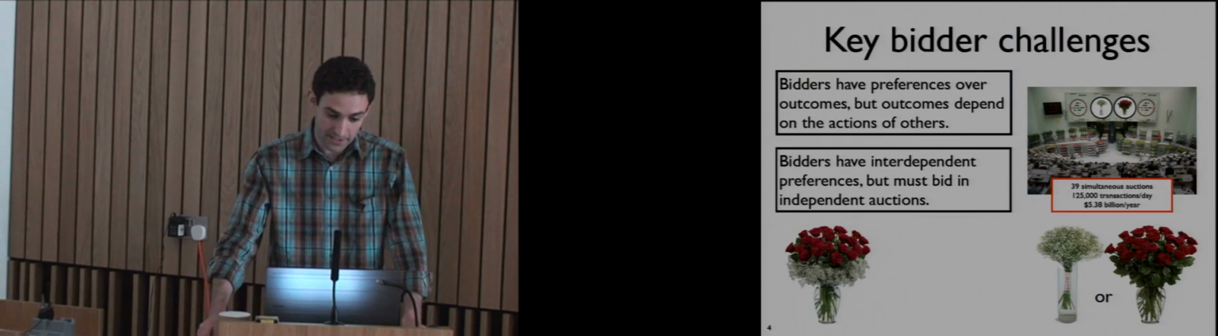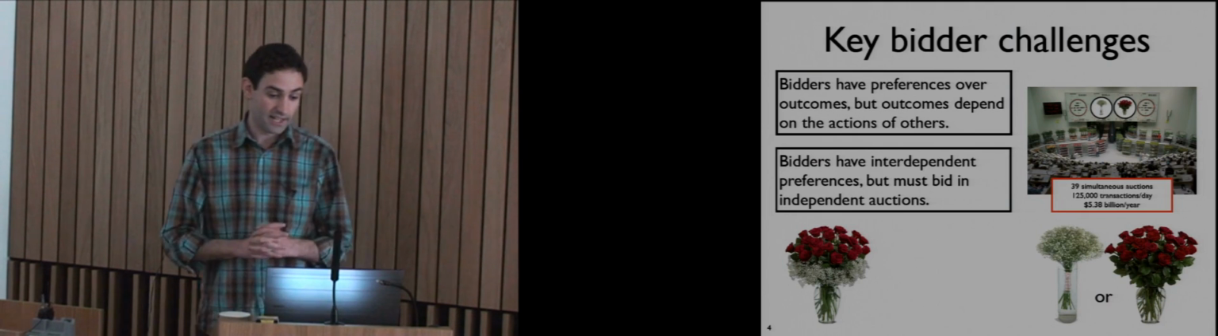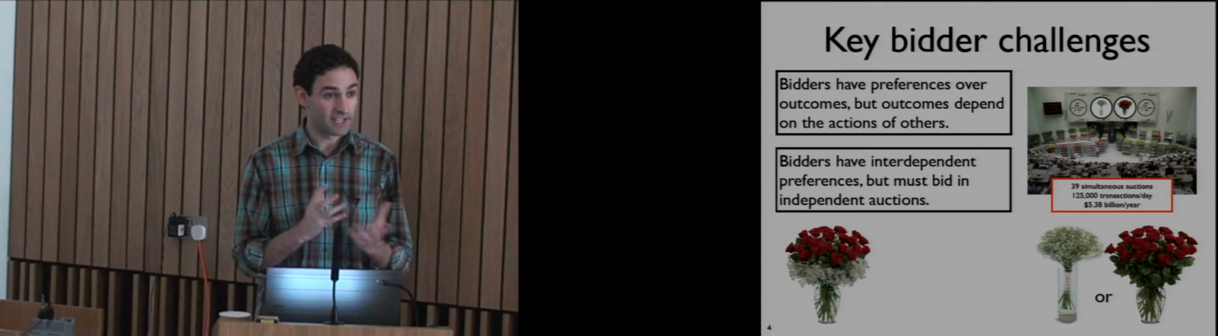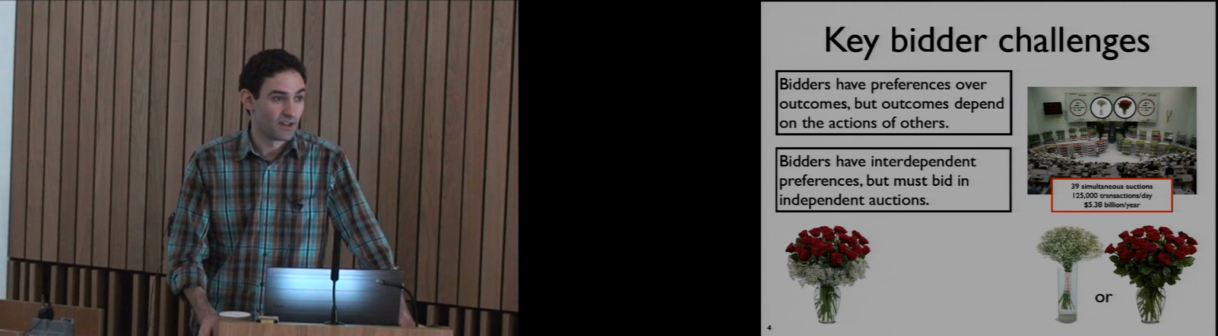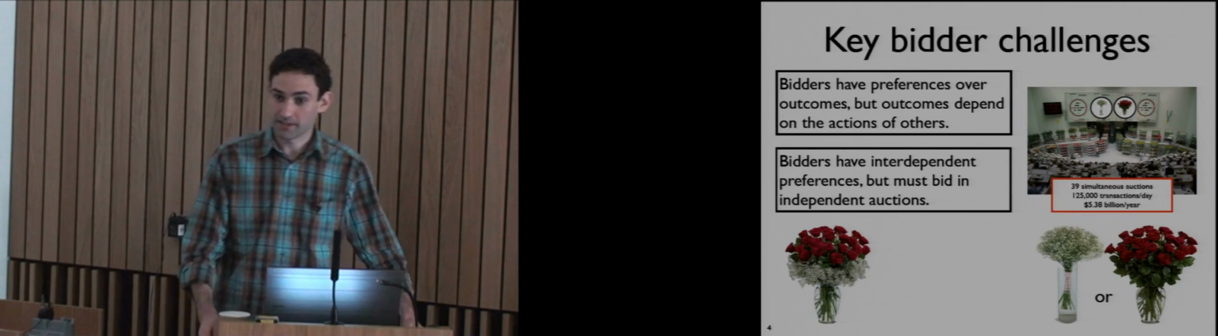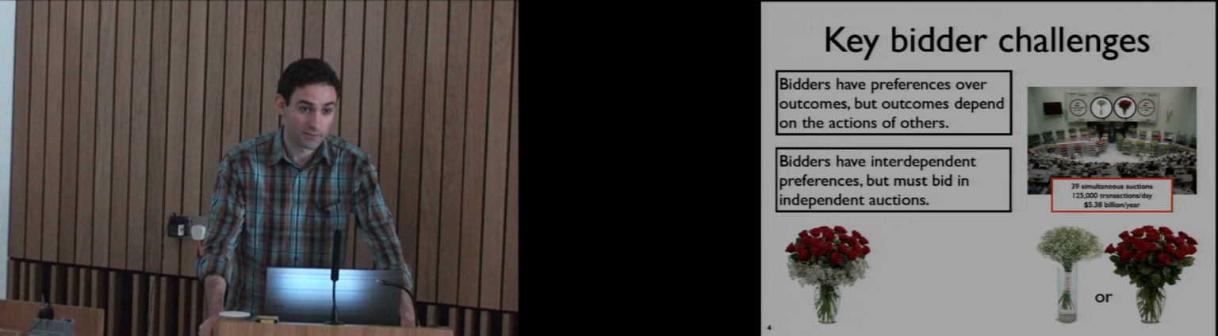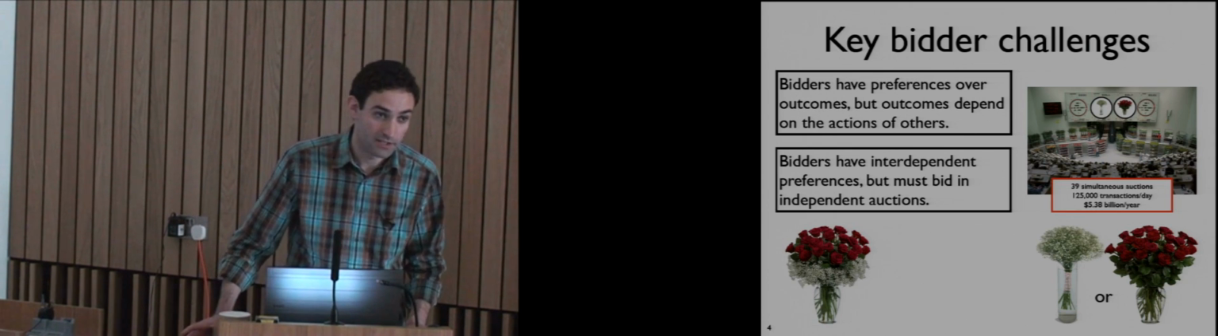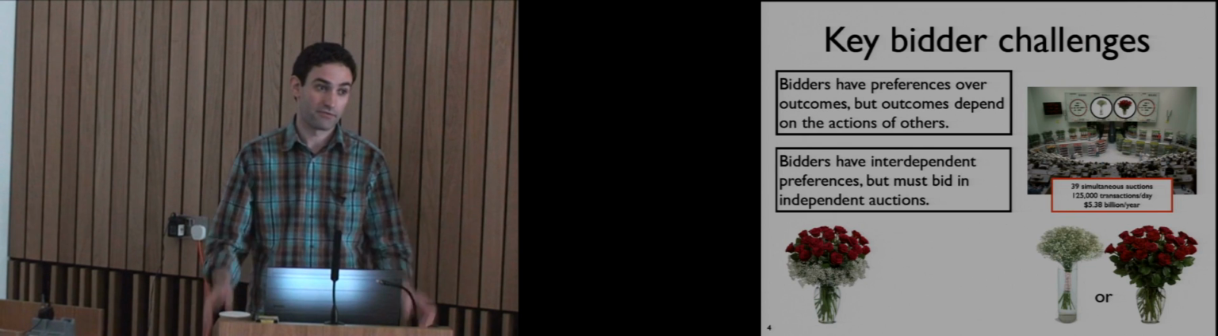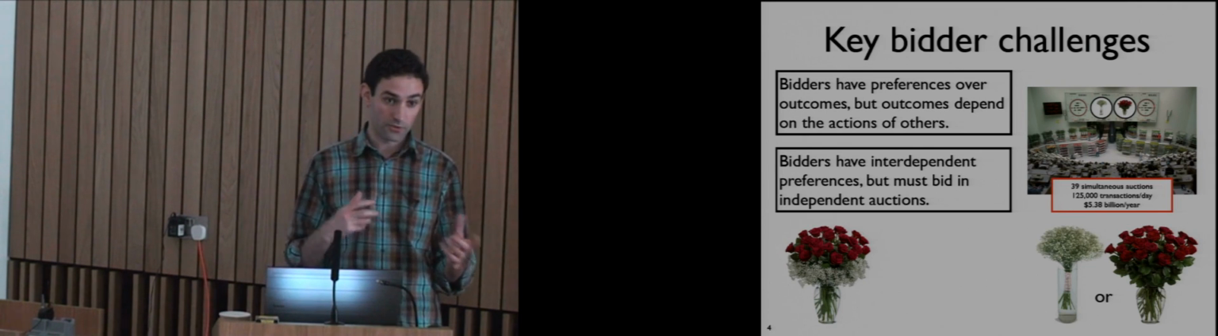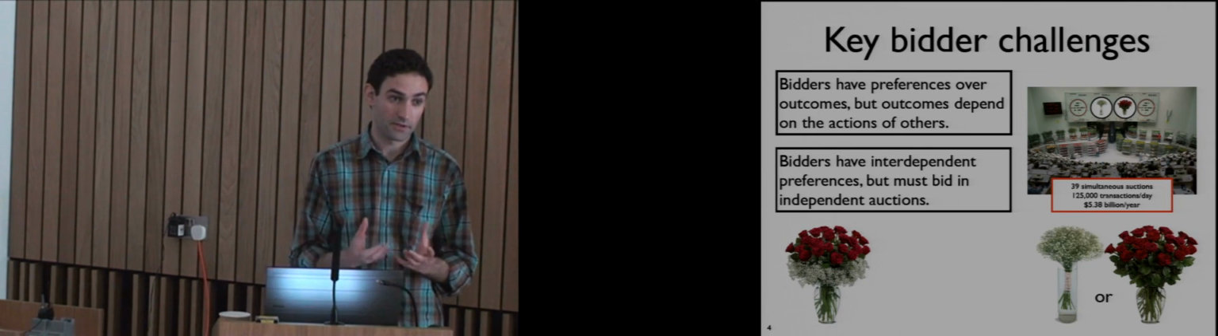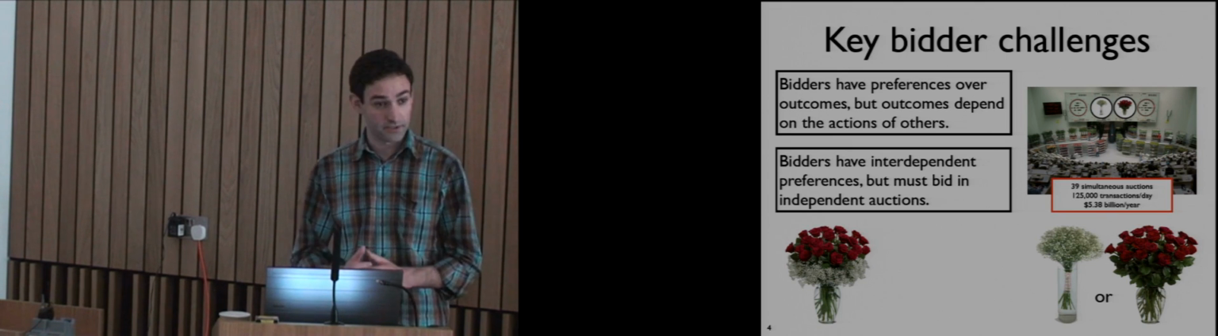The key challenges that a lot of bidders face is, first of all, it's game theoretic, so your optimal bids depend on bids of other agents. And in many cases, you have multiple auctions happening sequentially or simultaneously. Your preferences over items that are sold in those auctions may be combinatorial, but you have to bid in separate auctions.